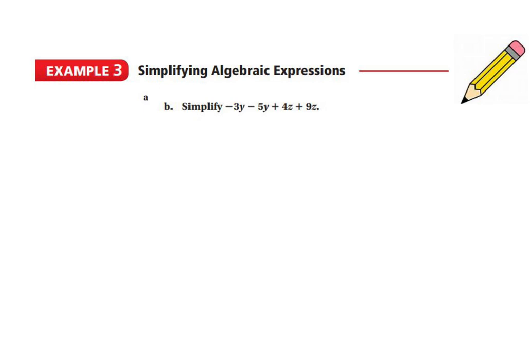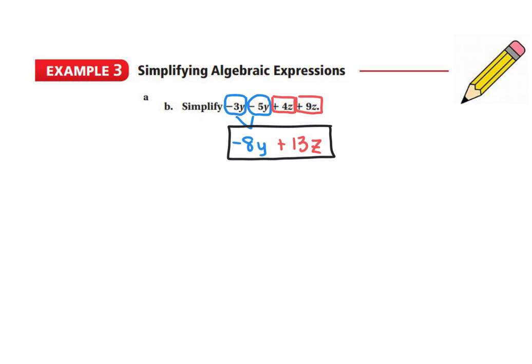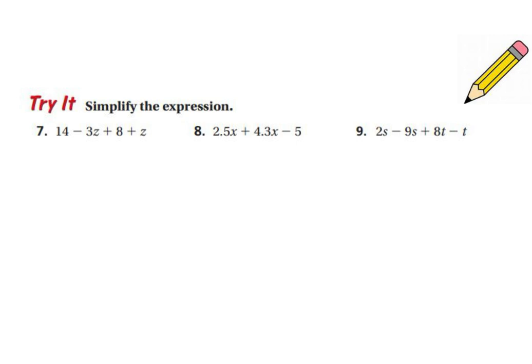For example B, we have y's and we have z's. So we have minus 3y and minus 5y. Negative 3y minus 5y is going to combine to give us negative 8y. 4z plus 9z is going to give us 13z. We cannot combine the y's and the z's, so we just leave this as is. Now it's your turn. Try it, simplify the expressions, and then push play for the solutions when you're done.